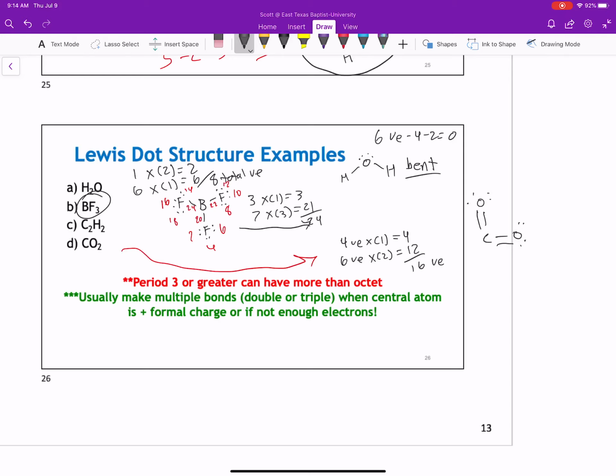Now let's check this out. Making that adjustment, 2, 4, 6, 8, 10, 12, 14, 16. So now we have the right structure. It's just in the wrong shape. And so really CO2 should be drawn linear.